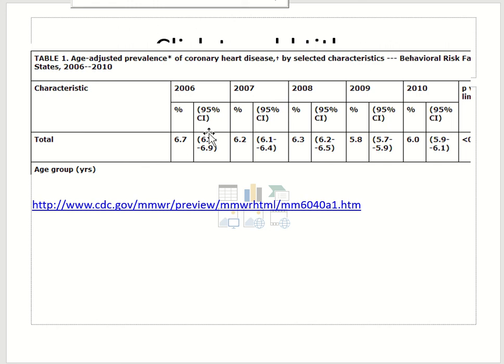Now, these are not new cases. They may have had it for years and years, but they still have it, and therefore they're counted as part of the prevalence. And as you can see, prevalence is good to track what is happening over time.